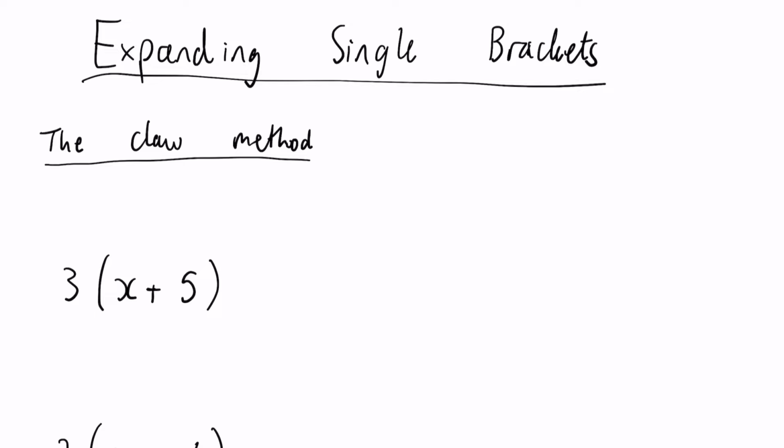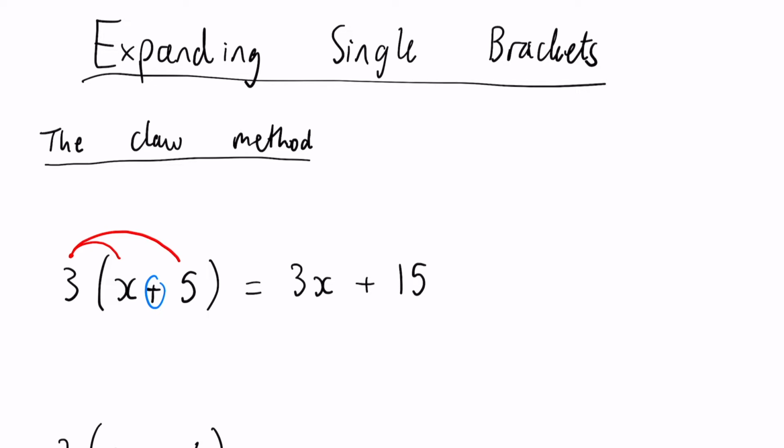3(x + 5). So what we want to do is start at our 3, and draw one claw from our 3 to our x, and another claw from the 3 to the 5. And all we do is simply multiply the claws and then add them together afterwards. So 3 multiplied by x is 3x, which we learnt in our previous video. And we notice the add here, so we're going to add those together. And then we want to do 3 times 5, and that will get us 15, and that is it.